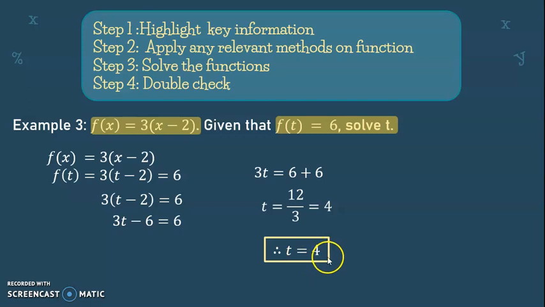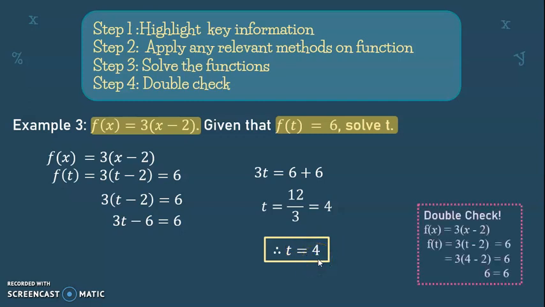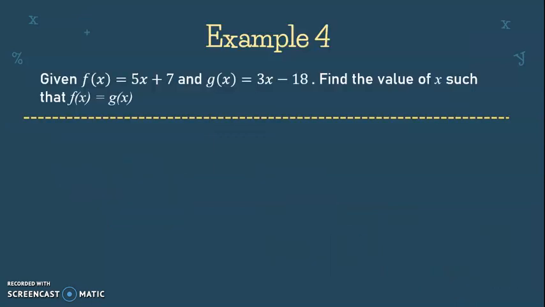Okay, so after this, you need to make t the subject, then you'll get the answer as t is equal to 4. Alright, so in order for you to know whether this answer is correct or not, you have to double check by substituting this value into the function and see whether the function is equal to 6. Alright, so next, let's proceed to example 4.